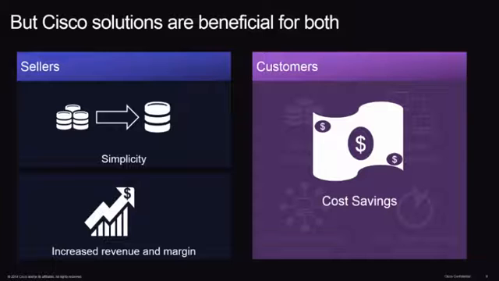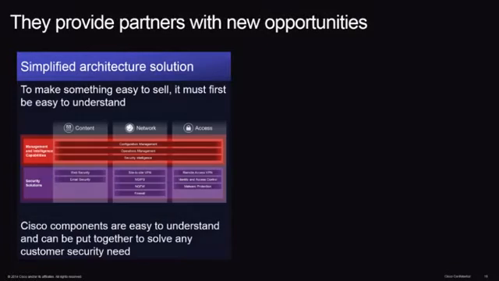As we look at these a little closer, let's start with the value Cisco solutions present sellers. Cisco provides a simplified architecture solution, meaning that sellers know what components do and how they fit together to provide robust security and environment control. This helps sellers not only communicate value to customers in simpler terms, but it also reduces the risk of underestimating deployment and integration service times.